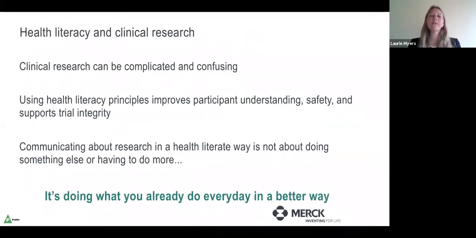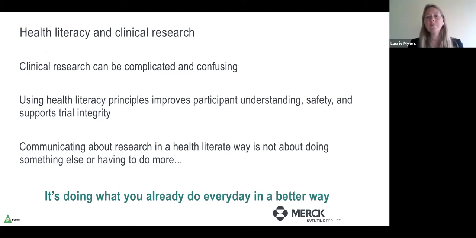Oh, so health literacy and clinical research. We know that research can be really complicated and confusing. We know that using health literacy principles can improve patient understanding, safety, and of course, support trial integrity. One other point, which is not on this slide, is we know that there are many historic issues of trust in, for instance, the African American community that are very well deserved.